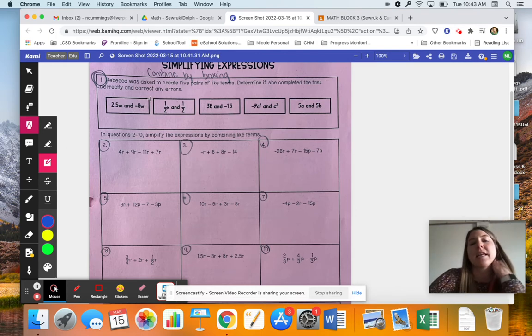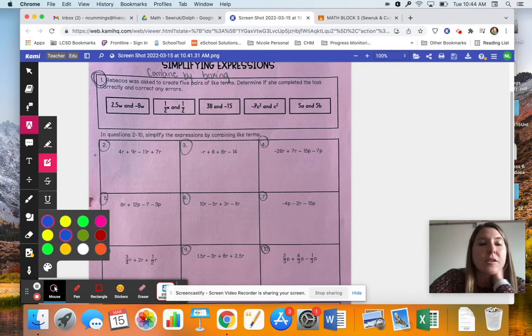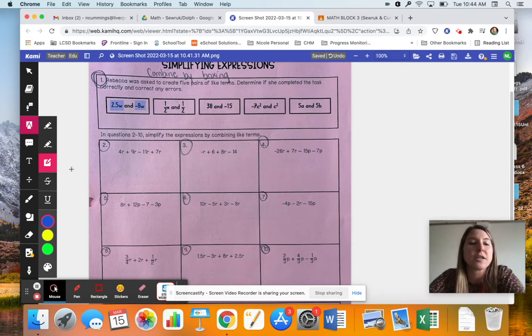There's 5 of them, and it says Rebecca was asked to create 5 pairs of like terms. Determine if she completed the task correctly and correct any errors. So for this first one, I'll use blue for the W's. I do see that she combined 2.5 W and negative W, and they both have a W, so they are like terms. I'll choose yellow for my next color. I see that there's a 1/2 x and a 1/2. Uh-oh, the variable x is on this one, but not on the other. So those are not like terms.